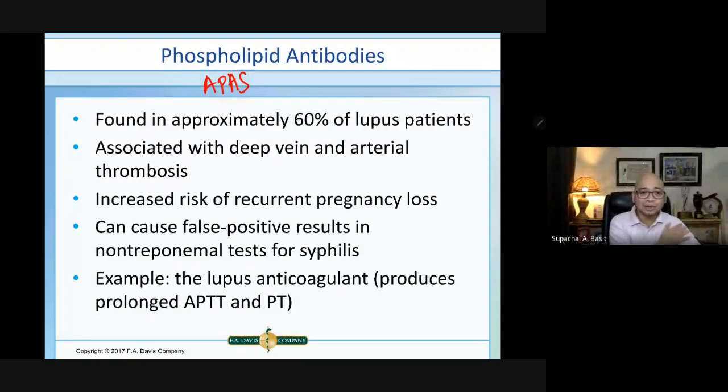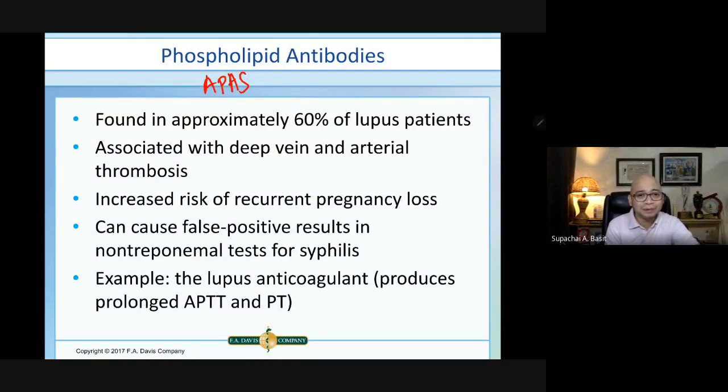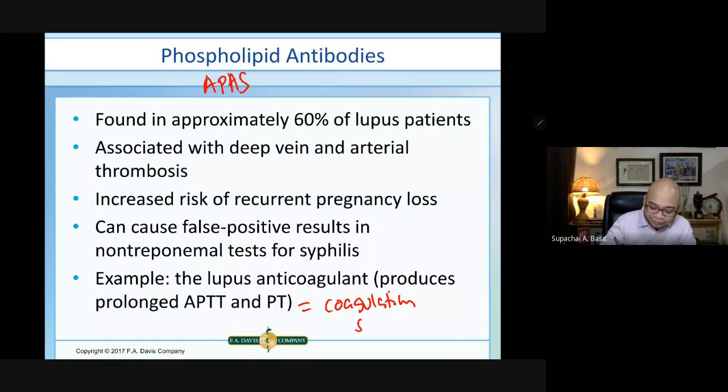The clinical significance of APAS is that it can cause false positive results in non-treponemal tests for syphilis. And since it is considered a lupus anticoagulant, it will produce prolonged APTT and PT, activated partial thromboplastin time and prothrombin time. So these are examples of coagulation studies.